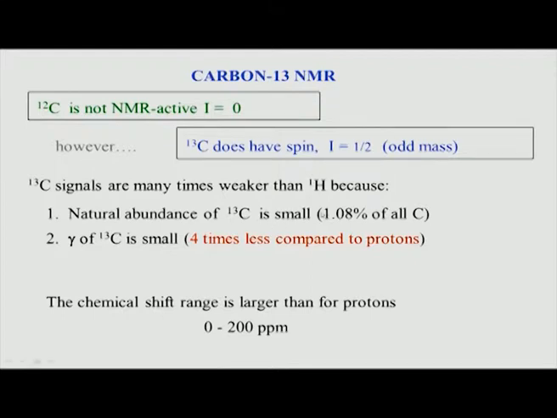That is one reason why the sensitivity of carbon is less, and the second reason is this gamma. So if you remember, gamma is basically related or helps us to figure out the population difference between the energy levels and the strength of the interaction of the magnetic field with the dipole. Therefore we know that if gamma is small, the sensitivity will be low because of this smaller population difference. In other words, the polarization of carbon is much less compared to protons, and that is basically 4 times less. So the carbon gamma value is 4 times less compared to hydrogen.